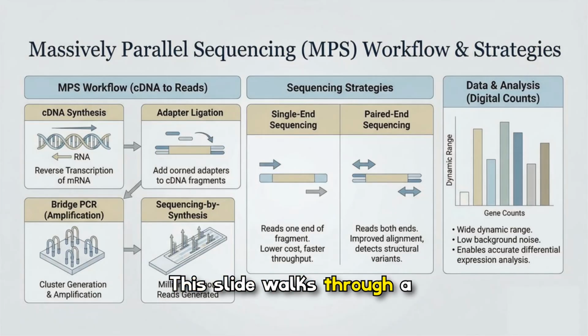This slide walks through a massively parallel sequencing workflow, starting with reverse transcription of RNA into cDNA, adapter ligation, and cluster amplification, followed by sequencing by synthesis that generates millions of short reads. Depending on strategy, single-end reads offer speed and cost benefits, while paired-end reads improve alignment and structural detection, and the resulting digital counts enable robust differential expression analysis.